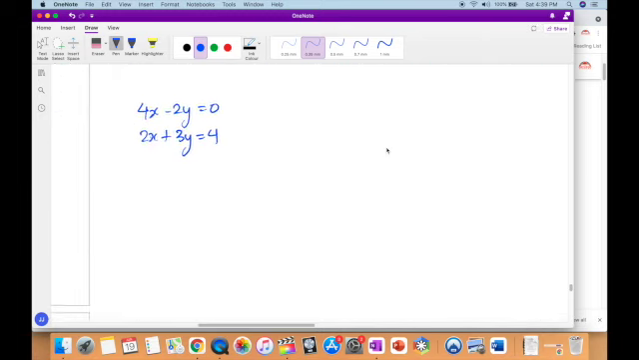Alright, yes, nice. So they just wanted us to put it in the matrix form. So the matrix form is 4, 2, and hopefully this is the kind of question you'll get for your exam, -2, 3, times x y, is equal to 0, 4. And that's it. That's everything. But let's try to actually solve it. They didn't ask us to solve it, so maybe it's not solvable.